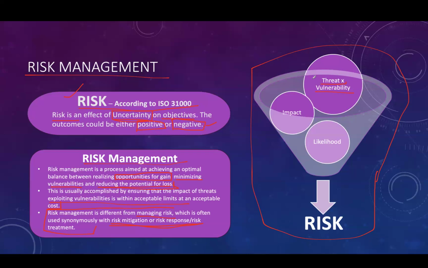Okay, so we have threat multiplied by vulnerability, and then we have to find the impact of that threat. If the threat is able to exploit the vulnerability, what is the impact which an organization will have? What is the impact to our business? Okay, and then what is the probability of that threat exploiting the vulnerability? If we multiply this impact and likelihood, then we would get our risk. Okay, what is the risk? What is the impact of the risk? What is the magnitude of the risk? Okay, so remember this diagram, and you will be able to understand the basics of risk management.